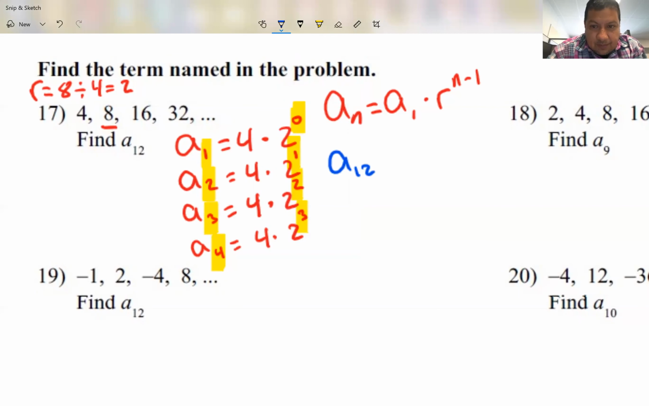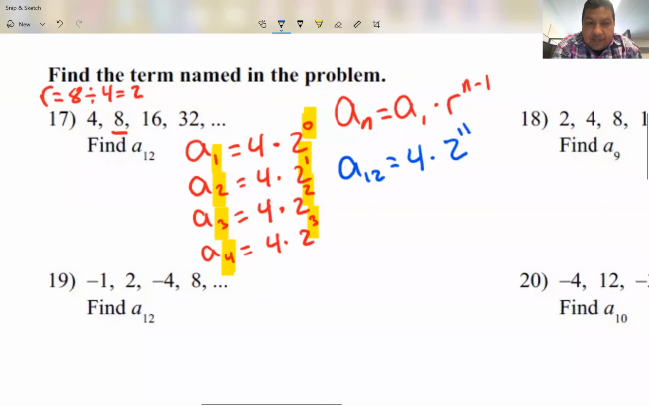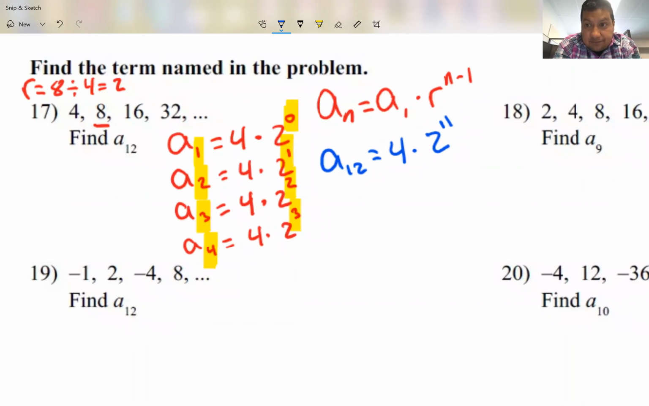The way I'm going to do this, a sub 12, the 12th number on my list, is going to be 4, my first number, times 2 to the 11th. That's actually how I'm going to find this out. Like I said, I don't need to find all 12 numbers on the list. I'm going to go 4 times 2 to the 11, where the 2 is the ratio.